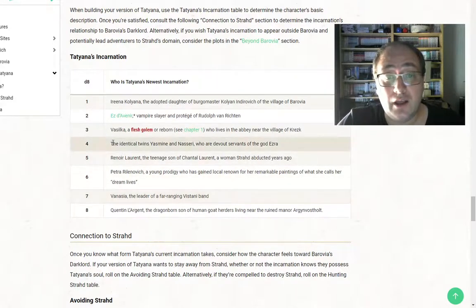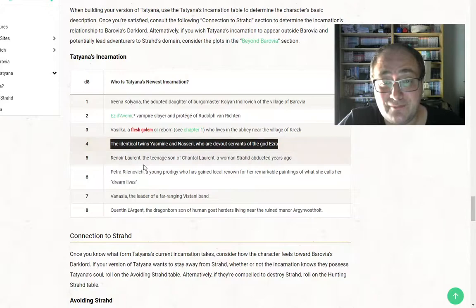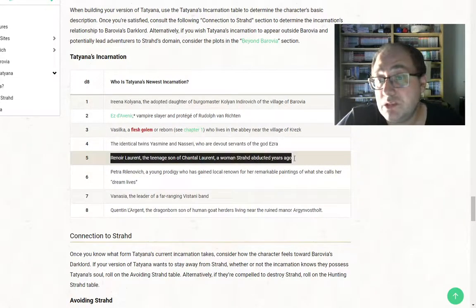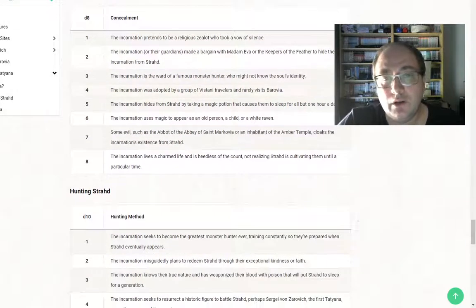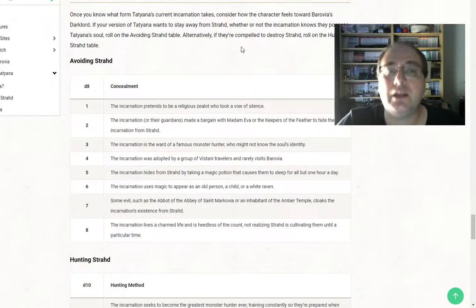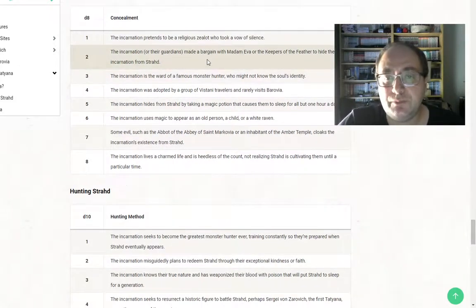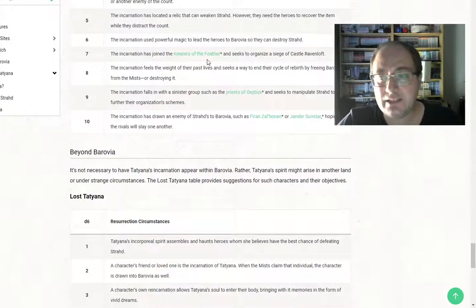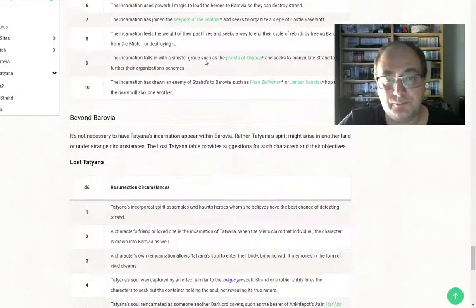Or what if Tatiana has been reincarnated as identical twins, right? Or instead of being reincarnated as a woman, it's actually a teenage boy, right? That really changes the story, and that really changes the feel. And other tables are also fantastic. For example, how do you connect the players and other NPCs to Strahd? How is the incarnation being concealed? Again, you can take these tables, or for example, hunting Strahd, right?